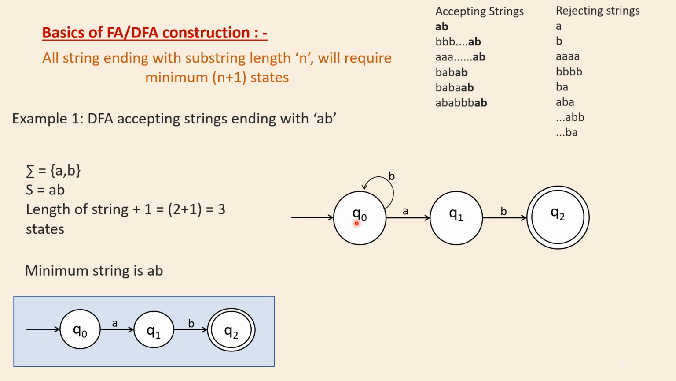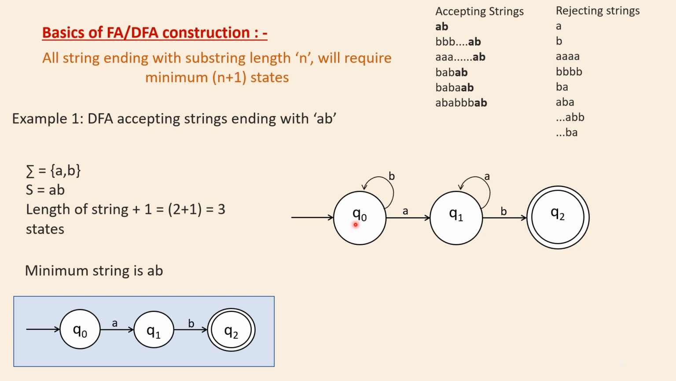If I have B, A, B, then it is B, A, B. It is an accepting string. If I have n number of B's and then ending with AB, it is an accepting string. Next, if I have n number of A's and ending with AB.